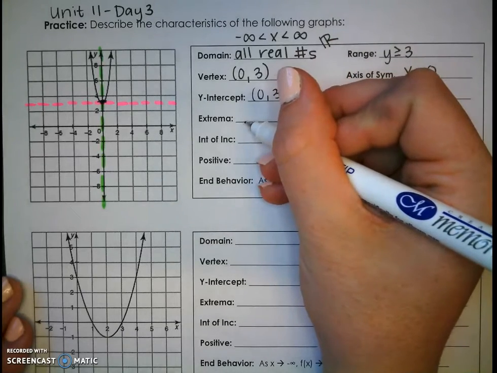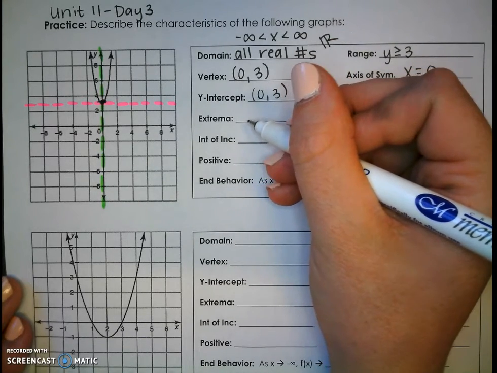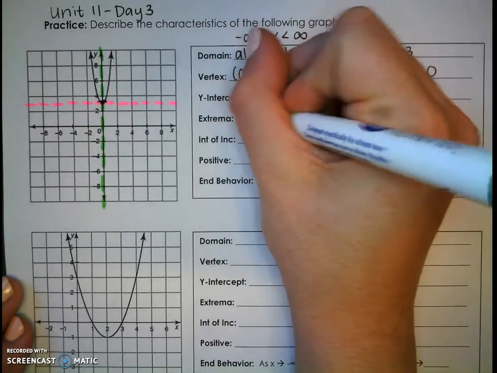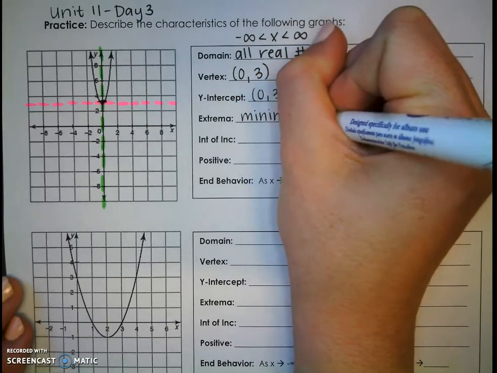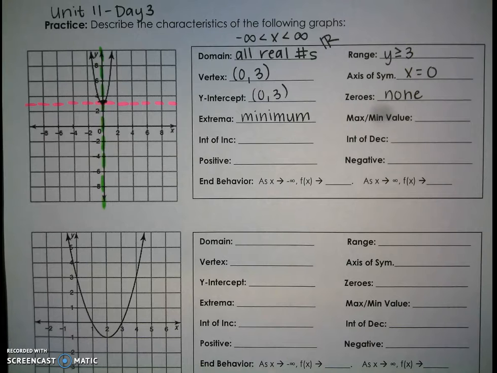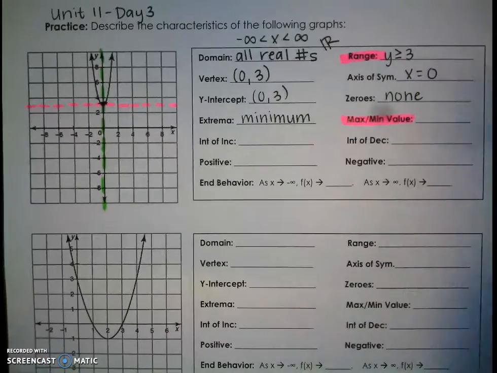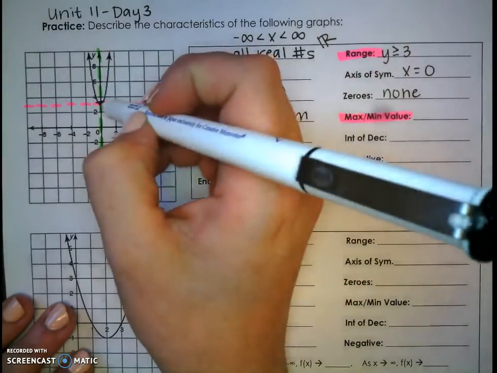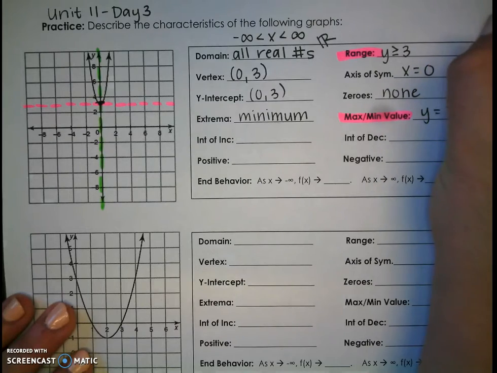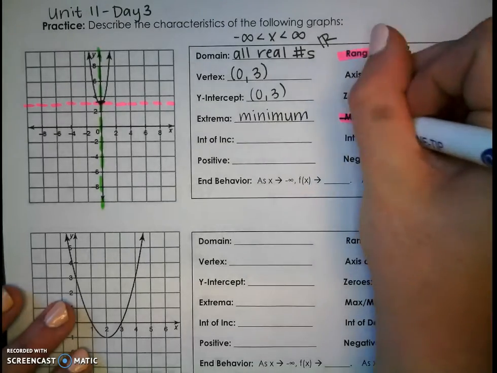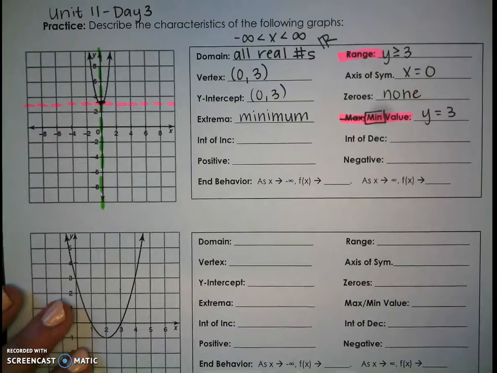The extrema, that means is it a maximum or is it a minimum? Which does this graph have? Since the vertex is at the bottom, that means this extrema is a minimum. For the maximum and minimum value, you're going to use that same line that you used for the range. So that pink line on my paper goes for both the range and the maximum and minimum value. So that minimum value is at 3. And I'm just even going to circle minimum there so we don't get confused. So there is no maximum value here, but my minimum value is at 3.